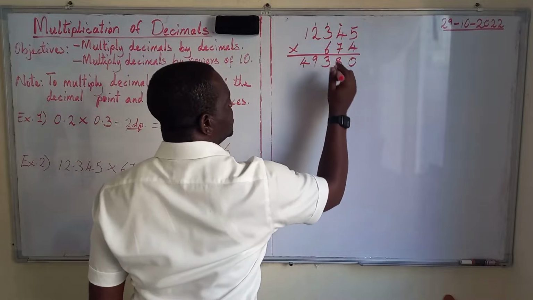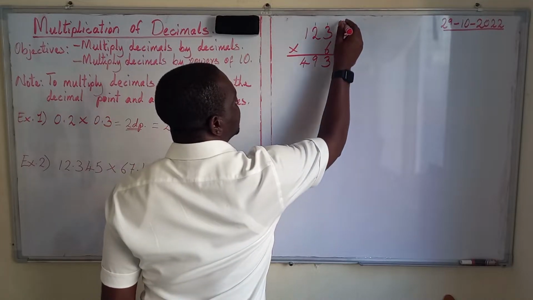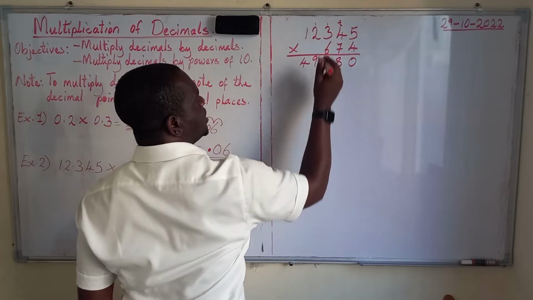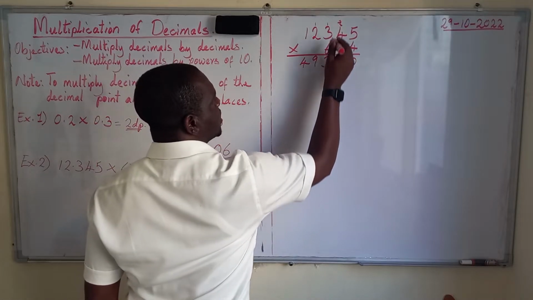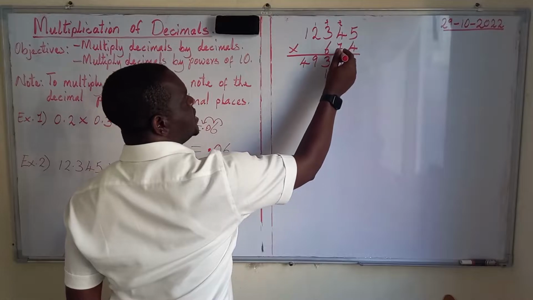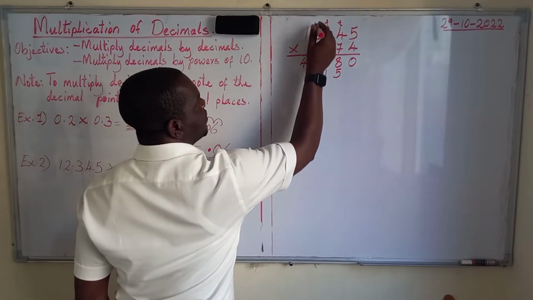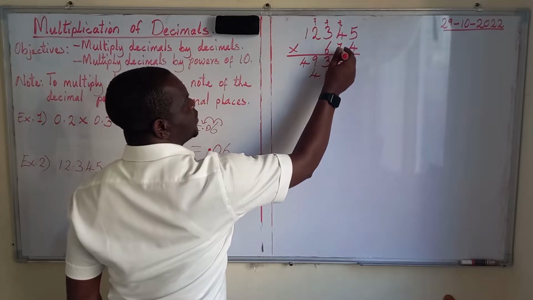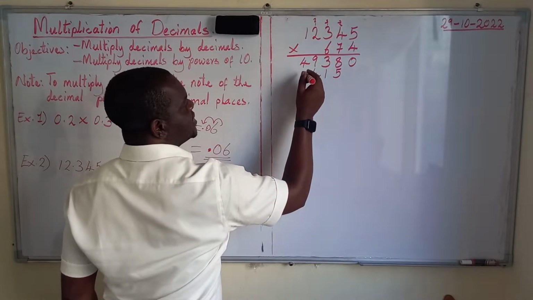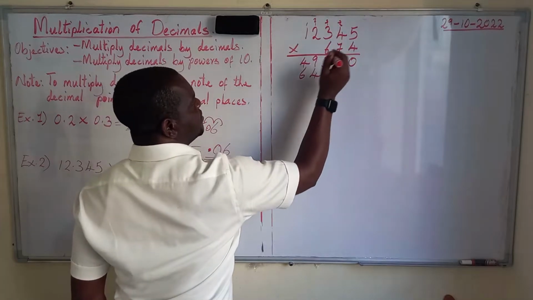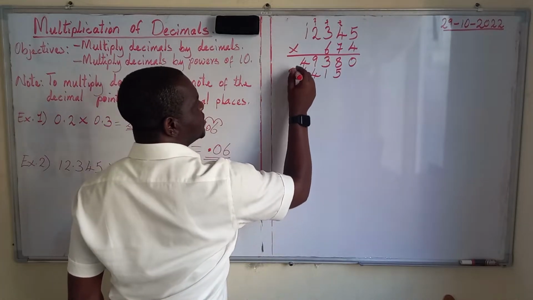We move to the next, which is 7. 5 times 7 is 35. 5 and carry 3. 4 times 7 is 28. 28 plus 3 is 31. You write 1 and carry 3. 3 times 7 is 21, and 21 plus 3 is 24. 4 and carry 2. 2 times 7 is 14. 14 plus 2 is 16. You write 6 and carry 1 over here. 1 times 7 is 7 plus 1, 8. We are done with 7.